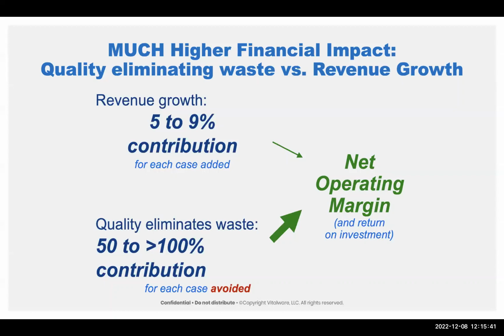So on the top, I'm trying to get cases added. But if I only treat those patients who actually needed it, in the right setting and with the right testing, I can avoid some of these costs. As you can see, the larger green arrow now becomes quite evident: the net operating margin and return on investment move ahead through quality factors and eliminating waste.